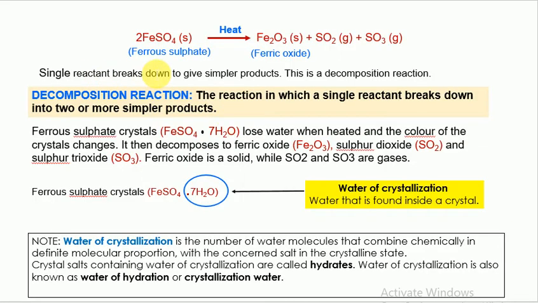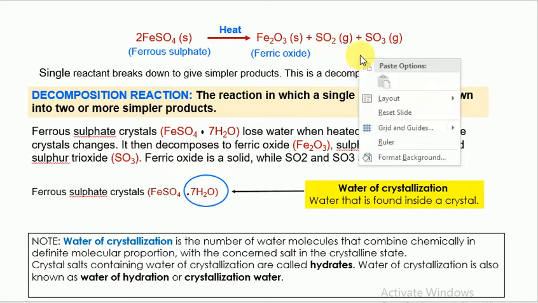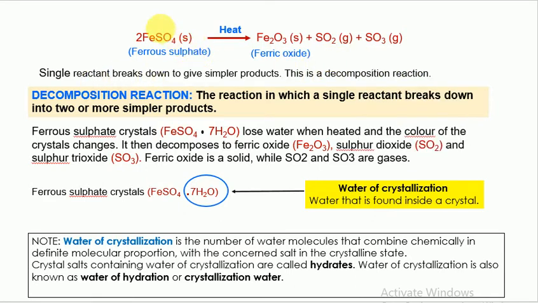Here is the chemical equation of that. Ferrous sulfate, FeSO4, when it is heated, breaks down into ferric oxide, sulfur dioxide, and sulfur trioxide. Here we can see a single reactant. When it is heated, it breaks down into 3 products: one is ferric oxide, one is sulfur dioxide, and the third one is sulfur trioxide. So this is a decomposition reaction, and the definition can be written as: the reaction in which a single reactant breaks down into 2 or more simpler products.